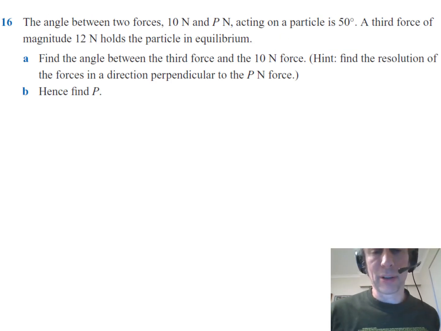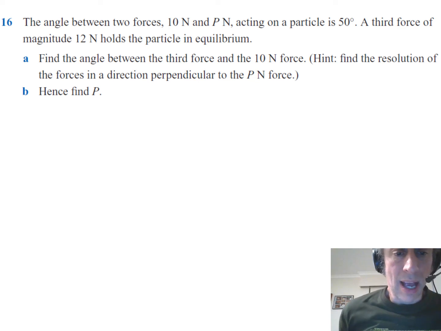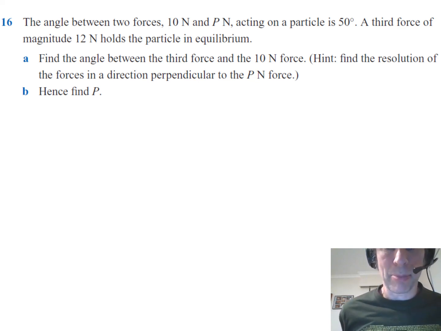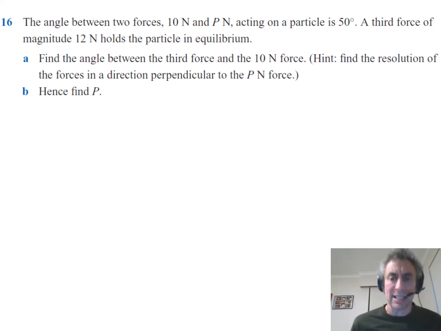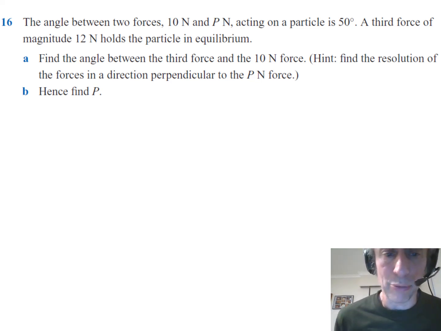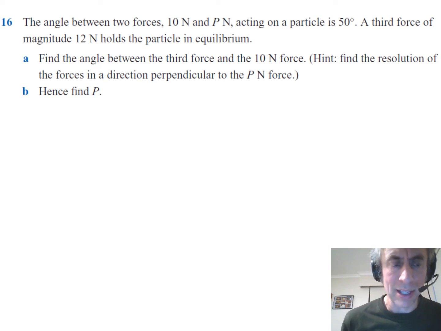Okay, welcome to the final problem of the session. So the angle between two forces, 10 newtons and P newtons, is 50 degrees. A third force of 12 newtons keeps this particle in equilibrium, so they all balance out. What we need to do is find the angle between the third force, the 12 newton force, and the 10 newton force, and hence find P. Now the hint is as follows: find the resolution of the forces in a direction perpendicular to the P newton force. So guys, do your best with this.